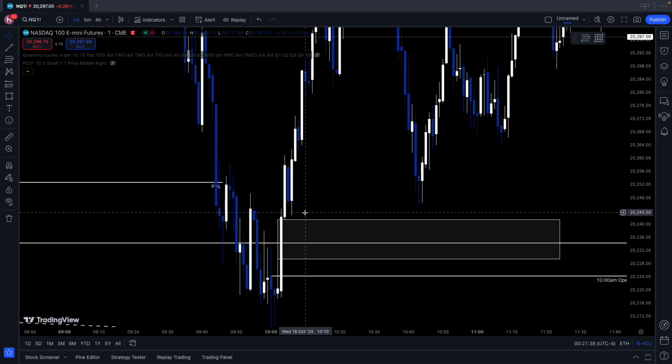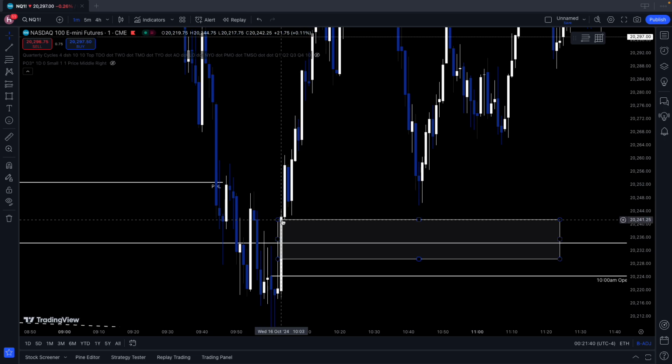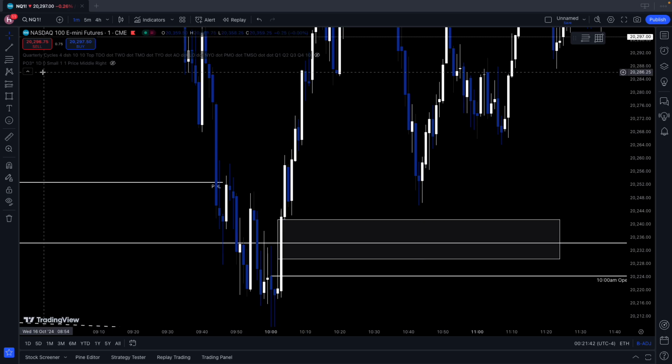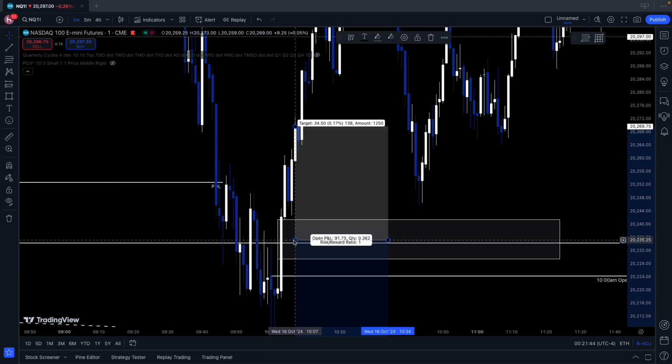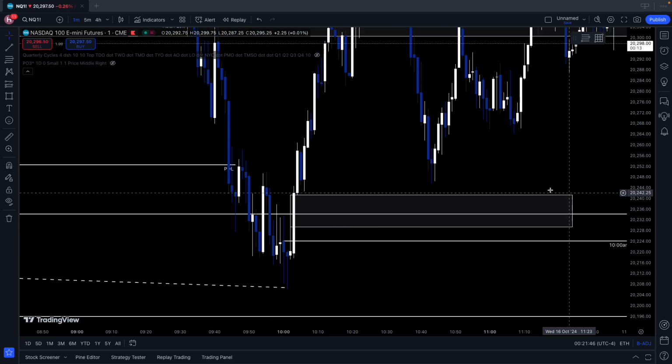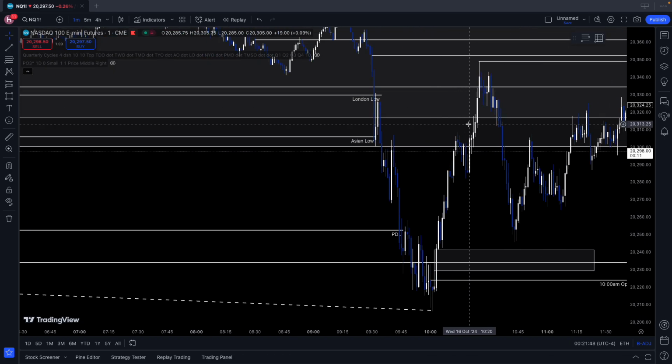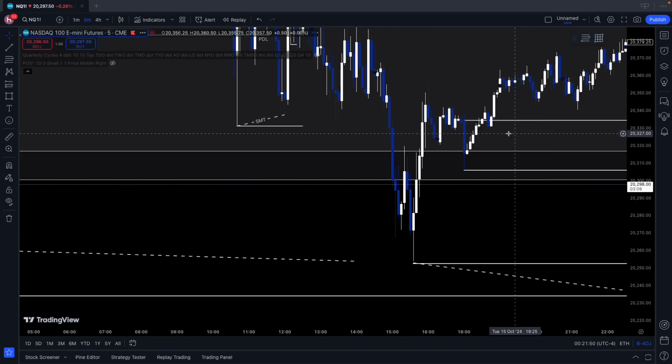And I don't really like to enter on closures of fair value gaps. Ideally, I would have gotten an entry in this fair value gap for longs, but there was never an entry, and price traded higher until this 5-minute.